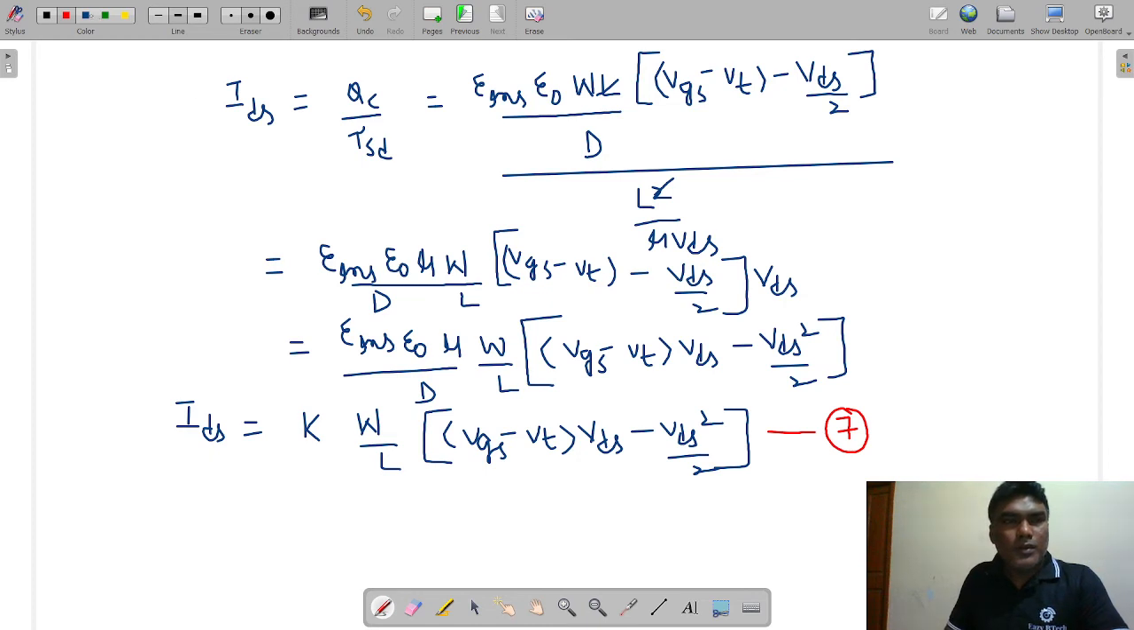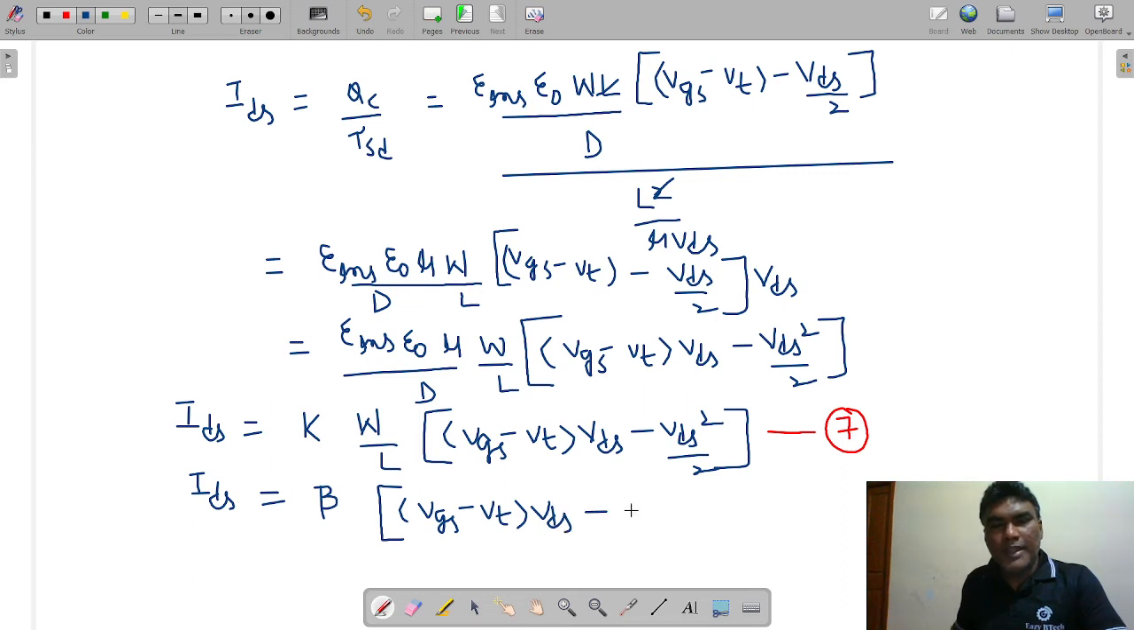Now IDS is equal to K into W by L. Let us take it as beta. Now we can write the equation VGS minus VT into VDS minus VDS square by 2. This is a very important equation which will be asked in the external examination. So definitely we can practice this equation. So it is equation number 8, beta.